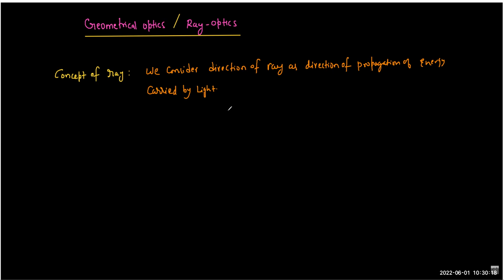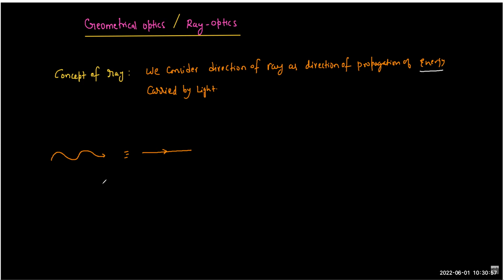So ray is a concept and it only denotes the direction of propagation. We do not consider the oscillation part, although we have a wave like this, maybe. But in ray optics, we only consider a line which signifies the direction of propagation of energy. So energy is the important concept that we consider here.